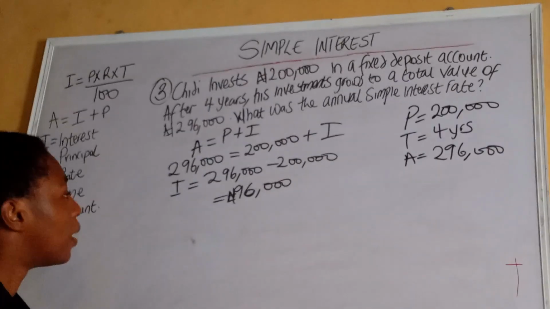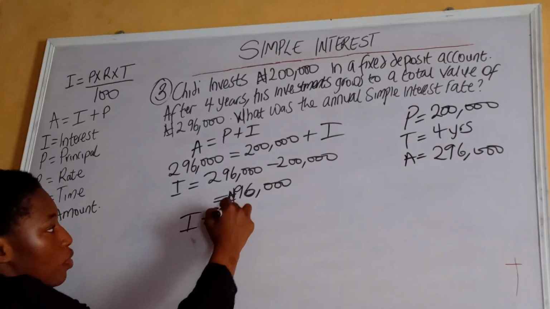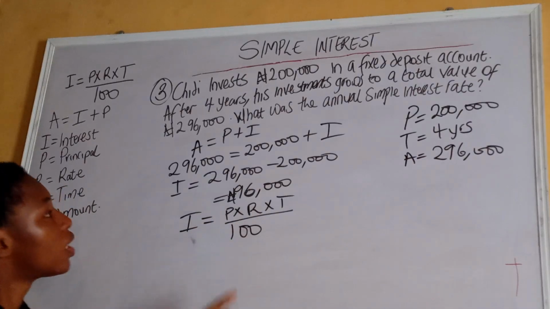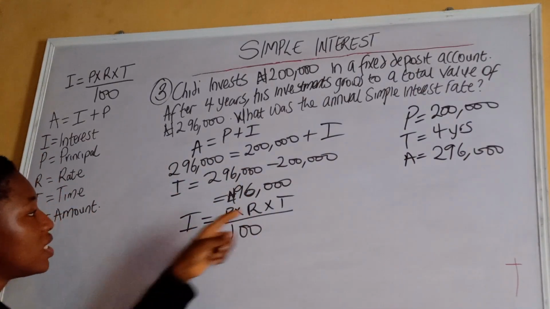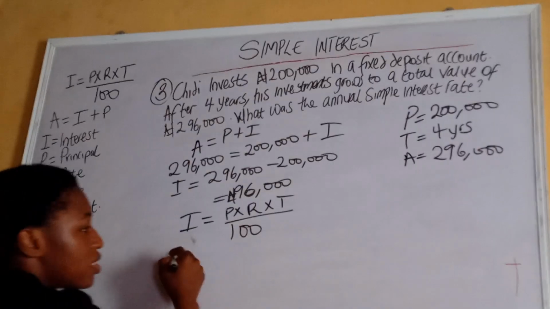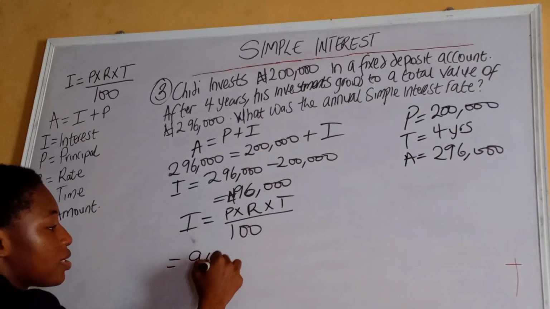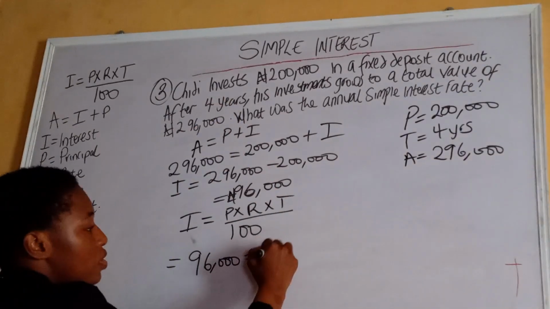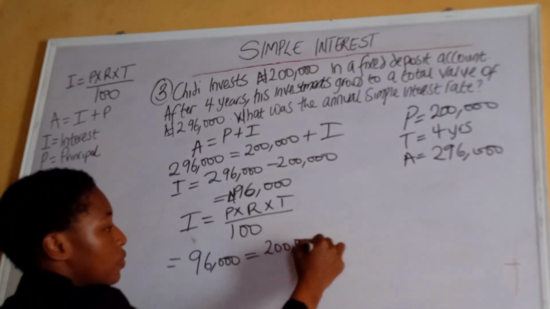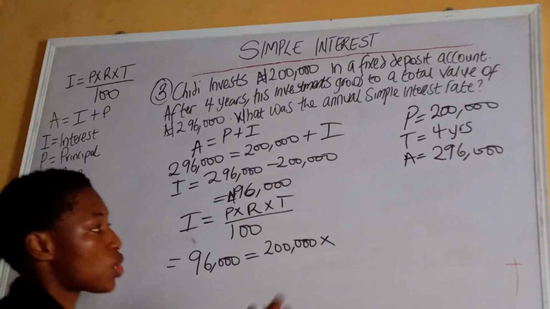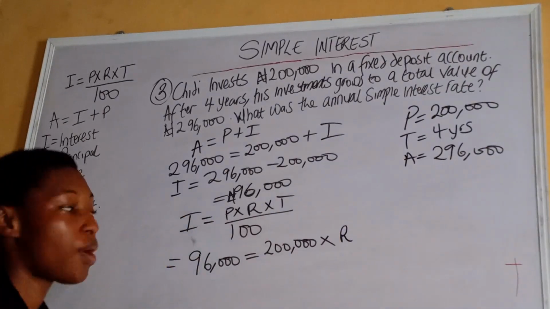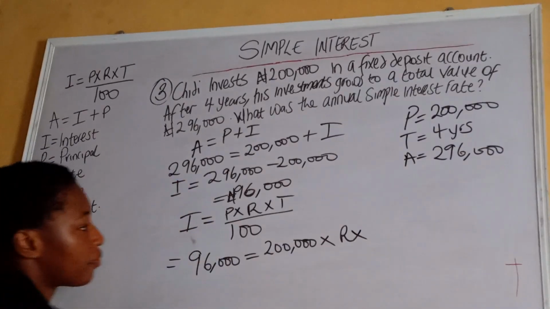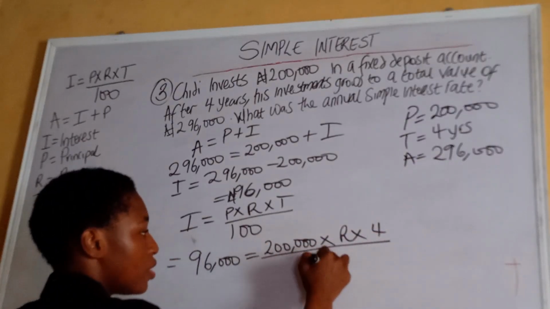Now we can find the rate. Back to the simple interest formula: I is equal to P times R times T over 100. We know our I, our interest is 96,000. So 96,000 is equal to principal, 200,000, times our rate, which we don't know, so I will represent it as R, and then times time, 4 years, all over 100.